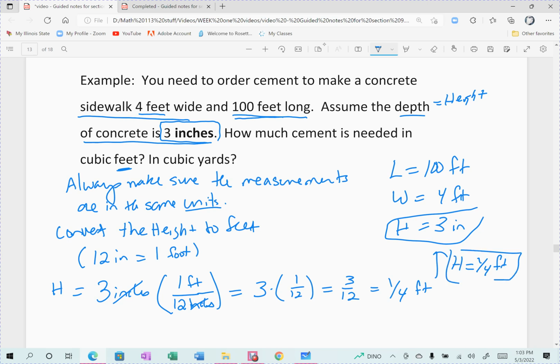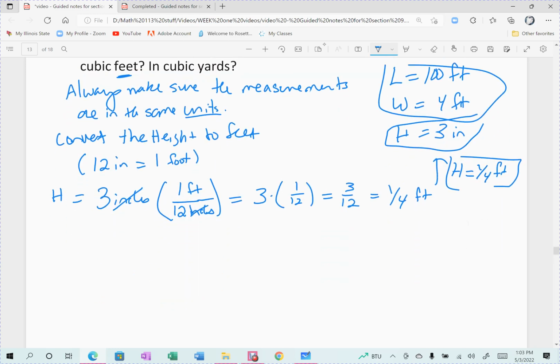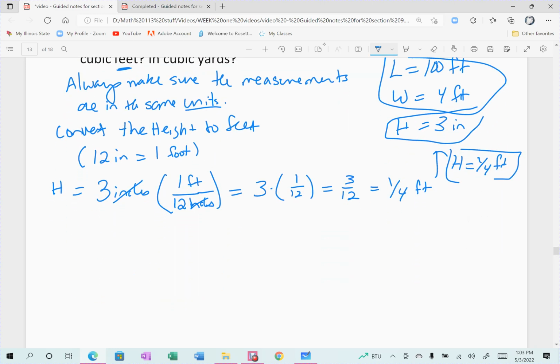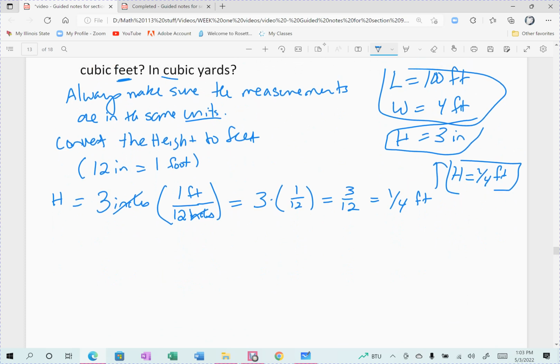And again, that should make sense. 3 inches is 1/4 of a foot. All right, now I'm ready to get started. Now we're ready to find the volume, which will tell me how much cement I need. We'll first find it in cubic feet, and then we'll get to cubic yards.